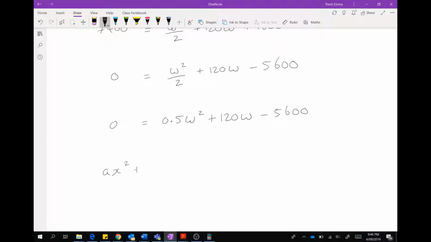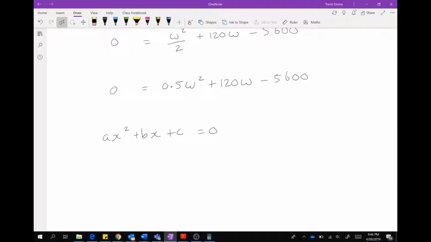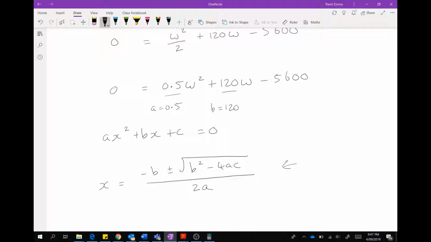So if we have ax squared plus bx plus c equals 0, then x will equal, in this case x is just w for us, minus b plus or minus the square root of b squared minus 4ac, and again this will be on your formula sheet, all over 2a. Plug in a, b and c into this formula and you'll get your values for w in this case, not x. If we just look here, we can see that a for us is a half, b for us is 120, and c is negative 5,600.